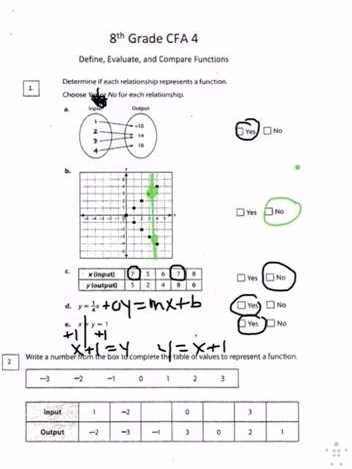Number 2, write a number from the box to complete the table of values to represent a function. To be a function, the x values can only be used once. So if we look at the top row, the number 1 has already been used, so I can take that out. The number -2 has been used, 0 has been used, and 3 has been used, meaning my 3 blank spots must be filled with -3, -1, and 2.